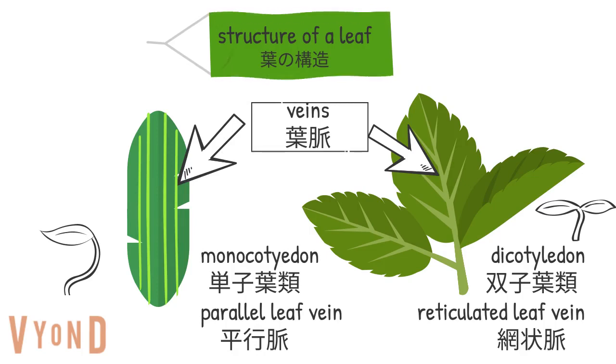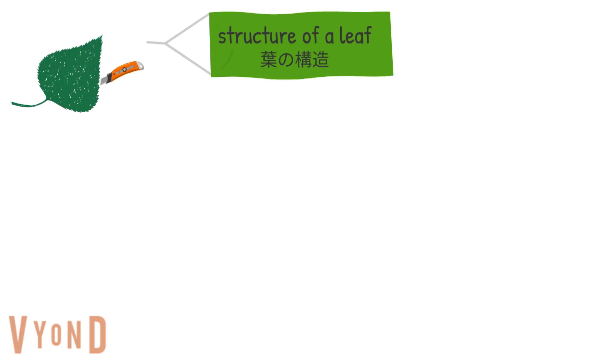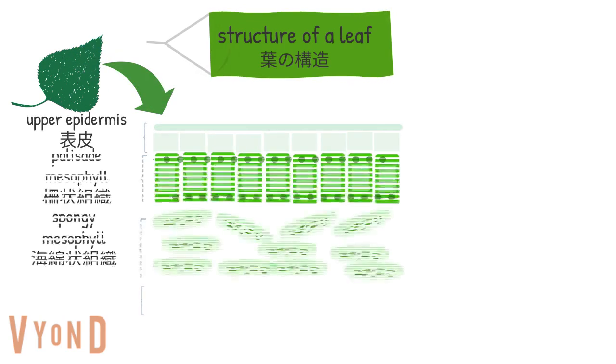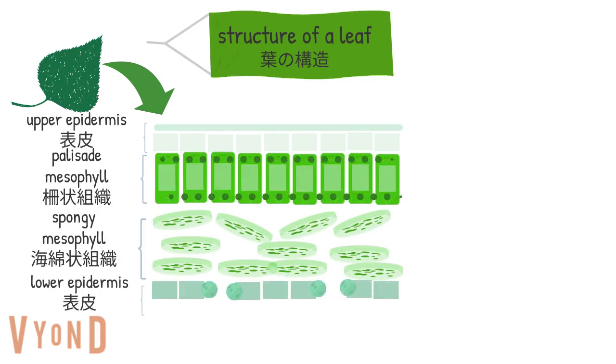Let's start by looking at the basic structure of a leaf. Leaves consist of three main layers, the upper epidermis, the mesophyll, and the lower epidermis.